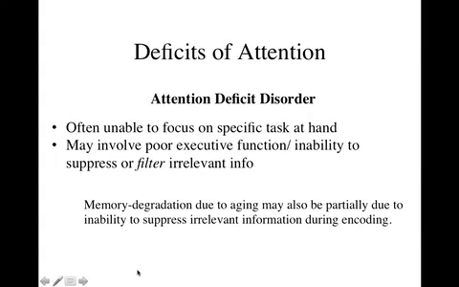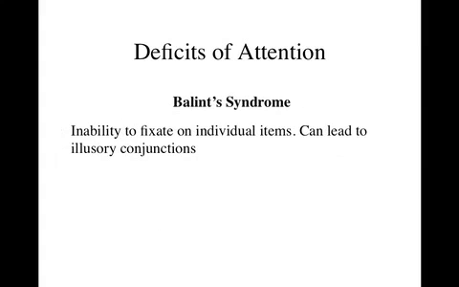We also mentioned memory degradation due to aging is now thought by some researchers to be partially due to inability to suppress irrelevant information. So why do elderly people start to lose their ability to remember something that just took place? May partially be due to their inability, during encoding, to only focus on that. Perhaps they're also automatically processing other information that isn't relevant.